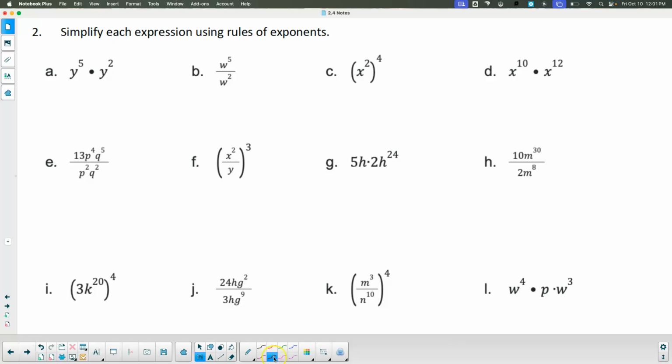Here in this first one, I've got 5 y's at the first part. I got 2 more y's at the second part. So that gives me 7 total y's. So that one is y to the 7th power. When we have a power with a base and we multiply it by that same base, what we can just do is add the exponents on that one.